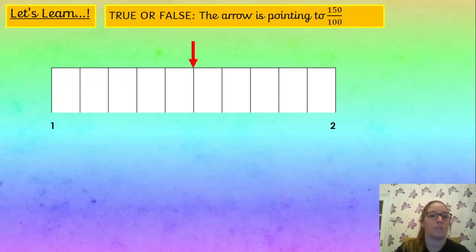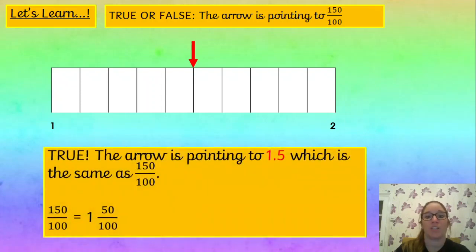Okay, true or false? The arrow is pointing to 150 hundredths. What's 150 hundredths as a decimal? See if you can think about that. So we've got 1, and then we've got 2. What's in between?